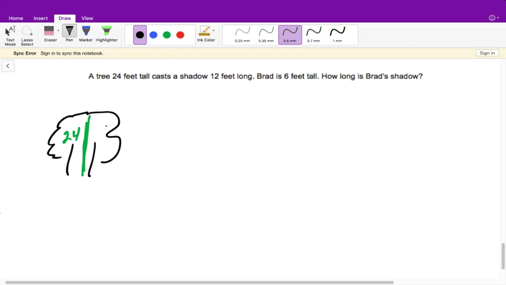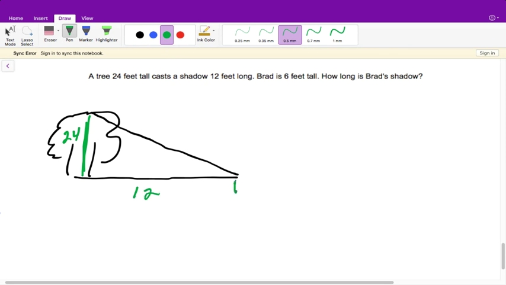It casts a shadow. And there's our shadow on the ground. And it says that our shadow is 12 feet long. So I'm going to put this in green just so that way we can, or I'll also put this as well. So it's 24 feet tall, or 12 feet long. We know that the tree is perpendicular to the ground. All right, then it says Brad is 6 feet tall. How long is Brad's shadow? So let's just imagine that Brad is standing here. Right, and we know that Brad is 6 feet tall.